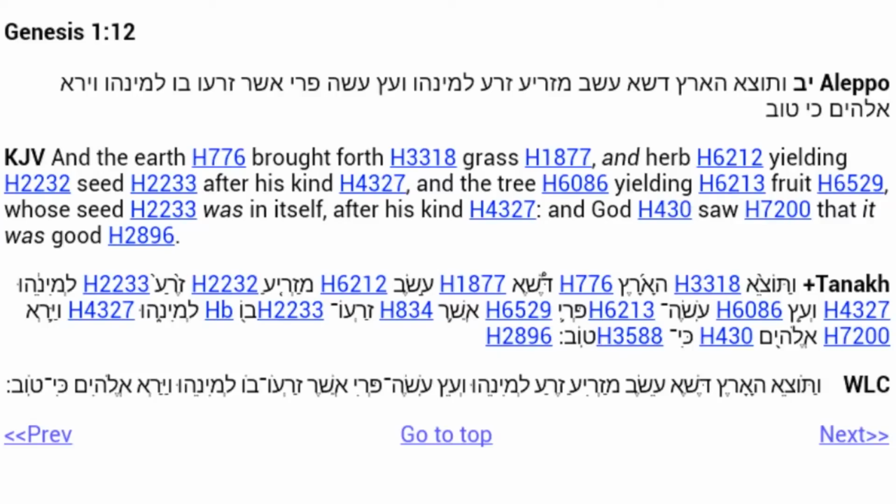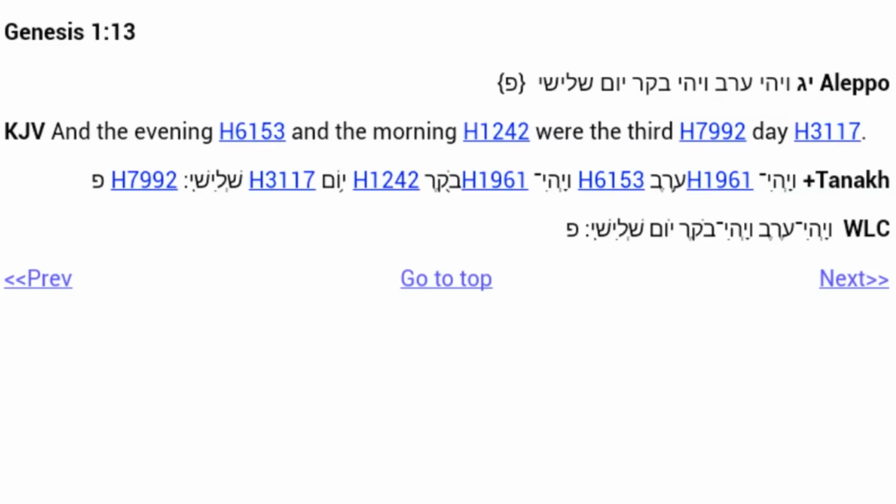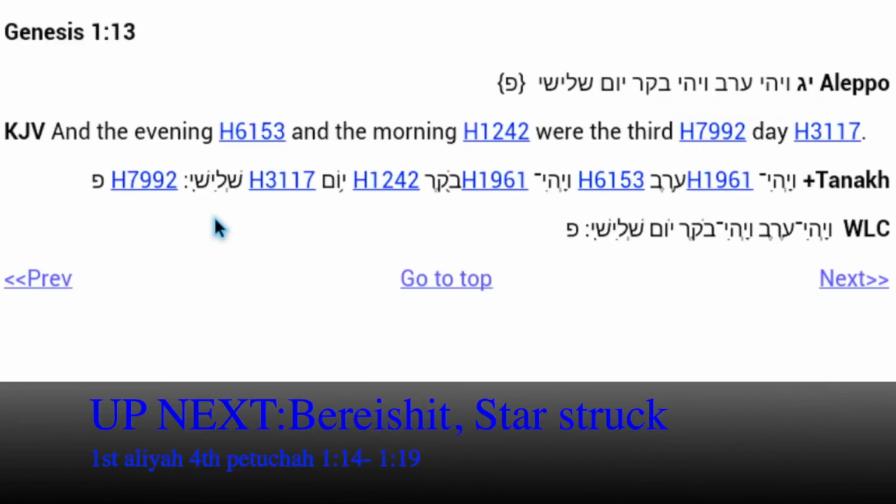And the earth brought forth grass herb, yielding the seed after its species, and the tree yielding the fruit, whose seed was in itself after its species. And Elohim saw that it was good. Okay? Now, we're going to continue on. You don't really have to go deeper into this. Okay, and that says, and the evening and the morning were the third day.